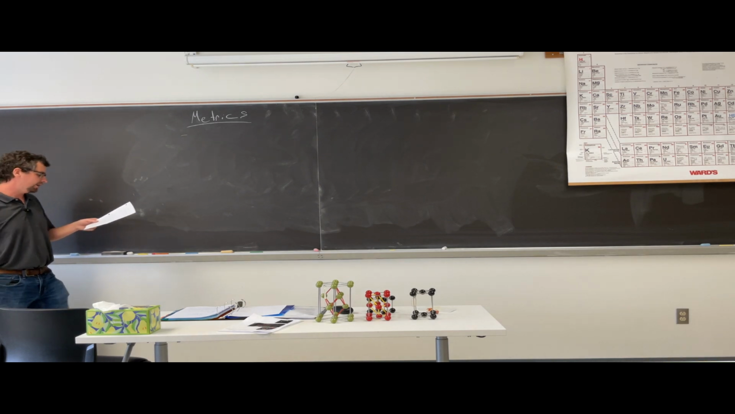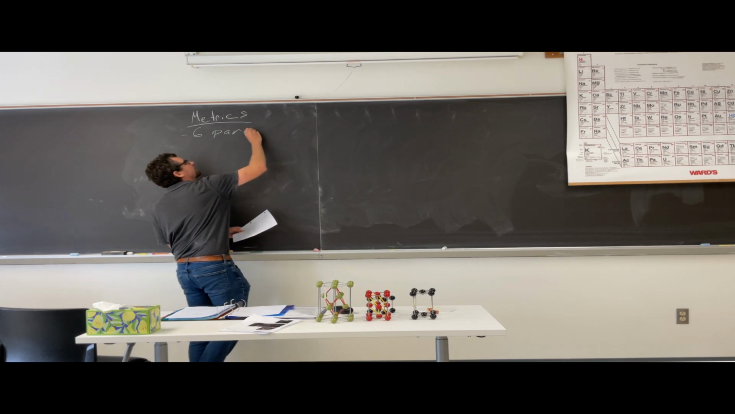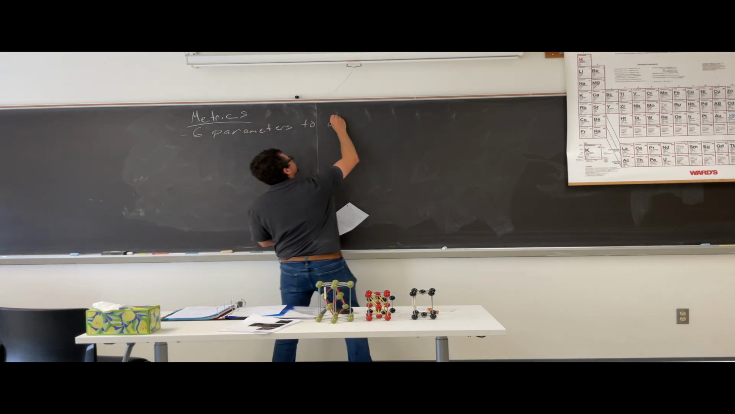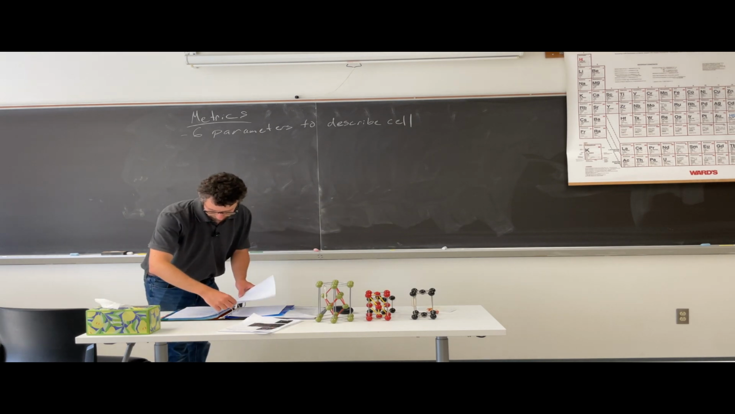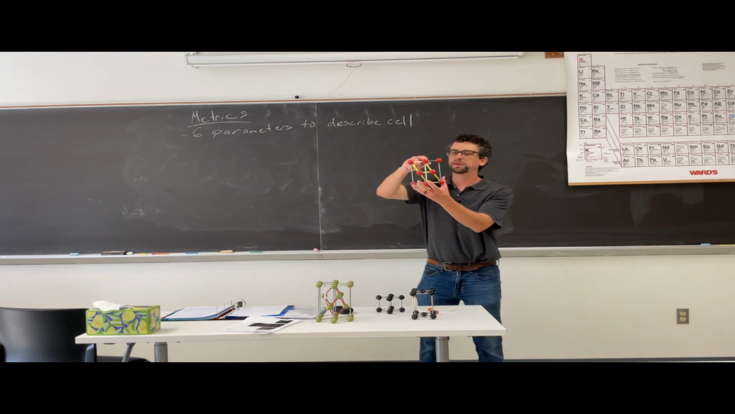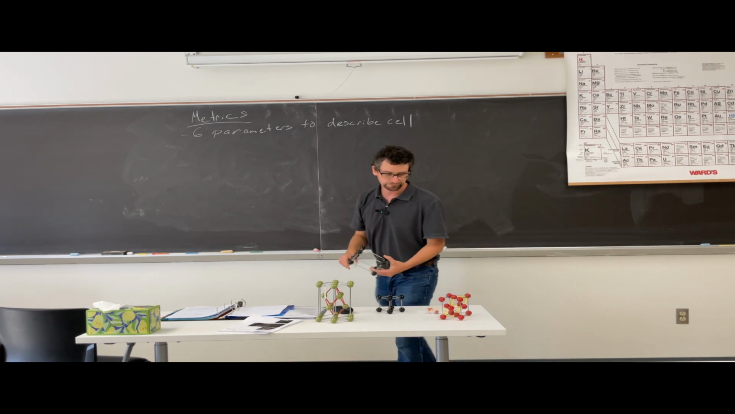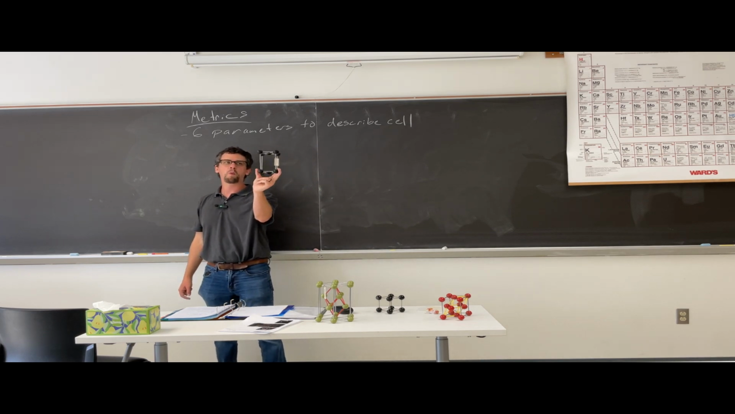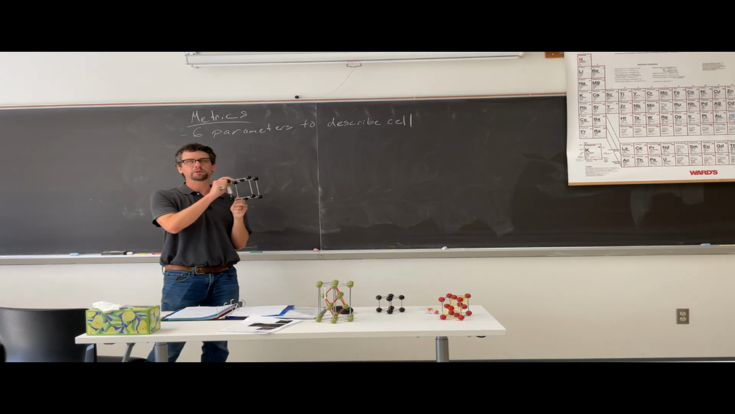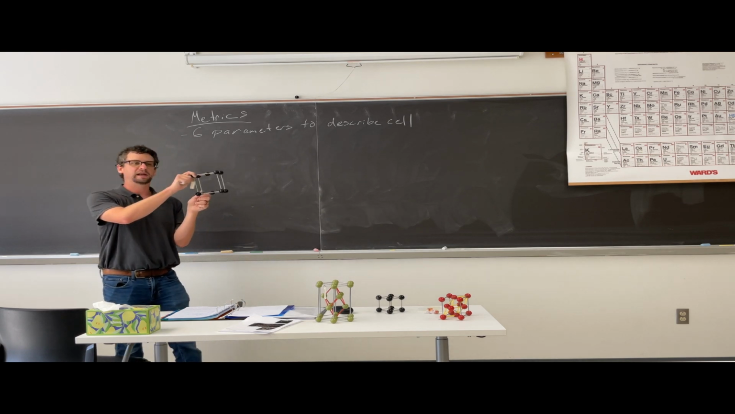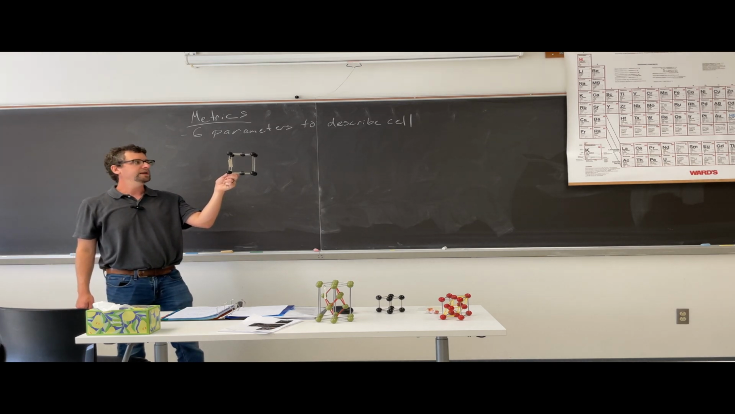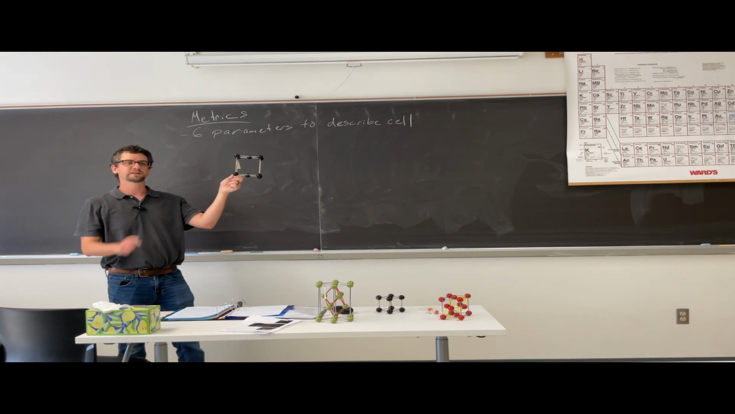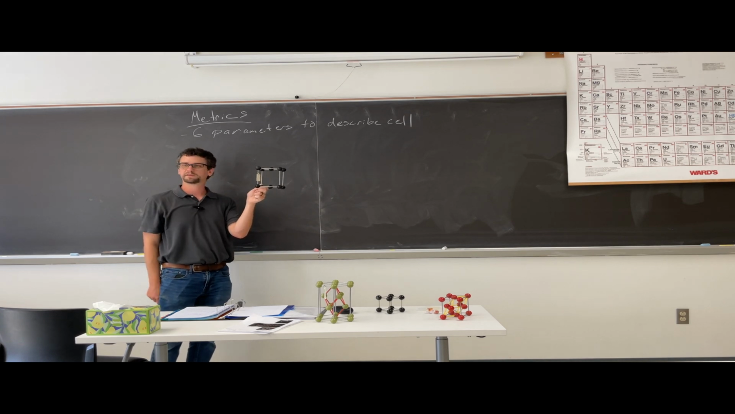All right. So we got six parameters utilized to describe the cell. So let's go with this unit cell. Yeah, I don't want the one in the center. This unit cell. We care about the atoms, but we're going to pretend that the atoms aren't what we're using to describe this thing. We have six parameters. What are those six parameters we will need to describe the shape?